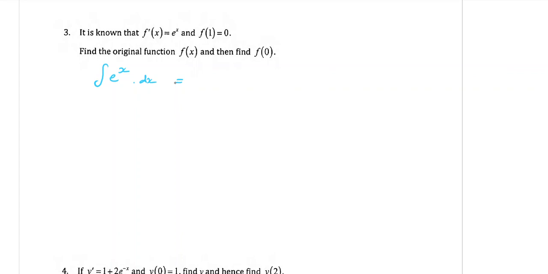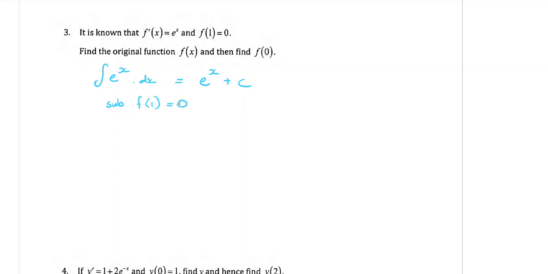Now, the integral of e to the x is e to the x, technically over 1 if we're doing our thing, but that's just the same thing, right? Plus c. Sorry, coughing. All right, then we're given some information to work out what the c is. We are told that f of 1 equals 0. So I'm going to sub that in. Sub f of 1 equals 0.